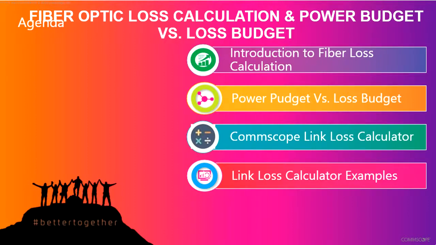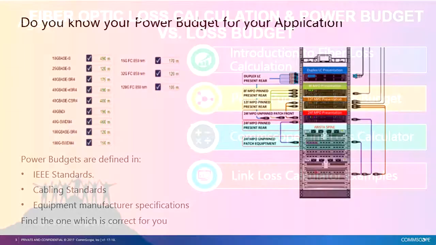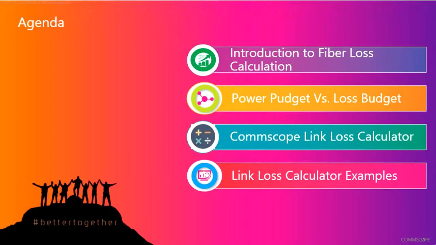So let's get started. This is the agenda for today. We are going to talk about fiber loss calculations, and we are going to talk about power. What is the difference between power budget and loss budget? Then we will be discussing the CommScope link loss calculator and a few examples which we are going to discuss during this session.